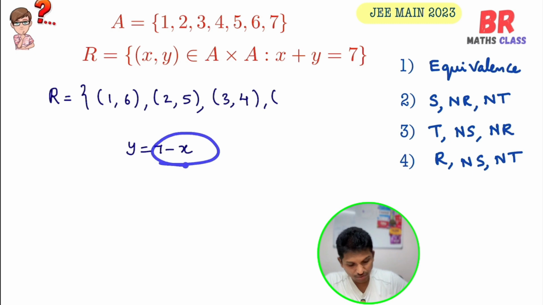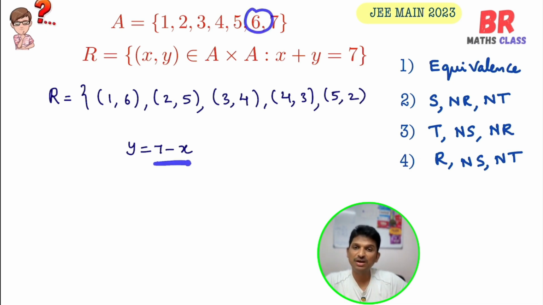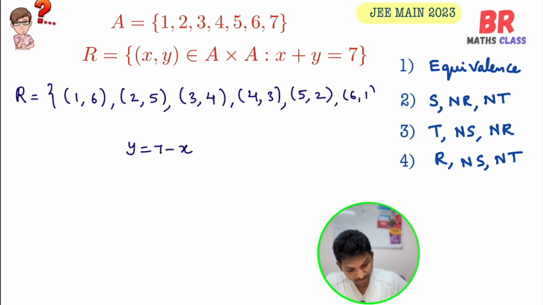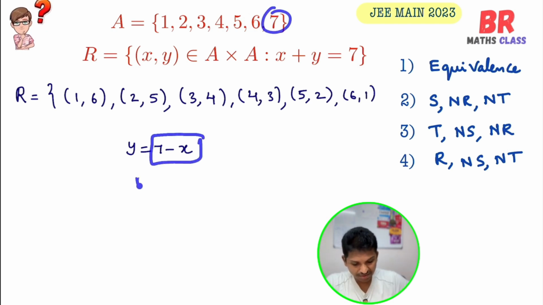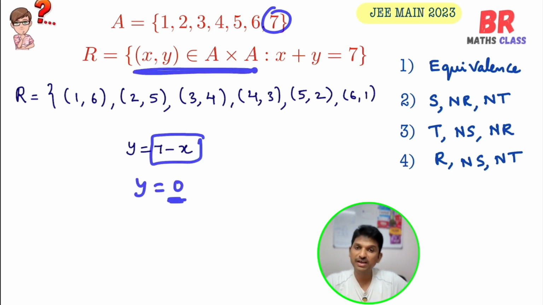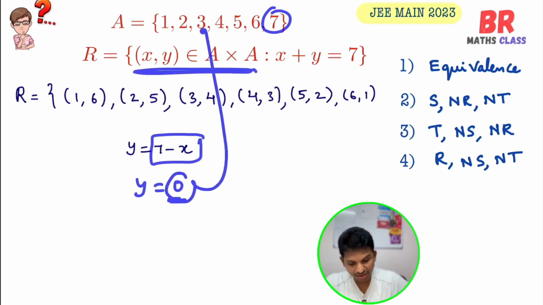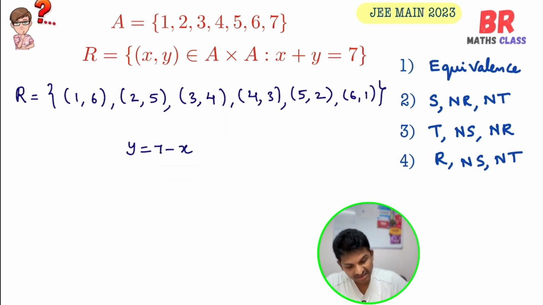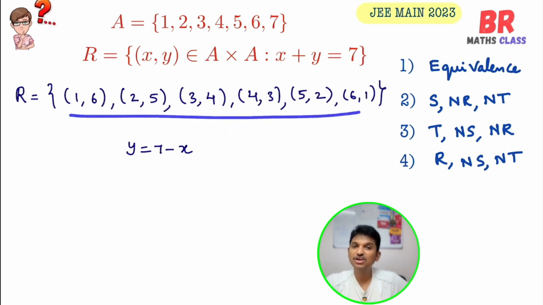Okay. You put x equal to 4. 7 minus 4 is 3. (4, 3). If you put x equal to 5, 7 minus 5 is 2. If you put x equal to 6, y is 1. So (6, 1). You put x equal to 7. When you put x equal to 7, y is 0. As they given (x, y) belongs to A cross A, as 0 is not in set A, we cannot take that. So what happened here? I have written the given relation in roster method.